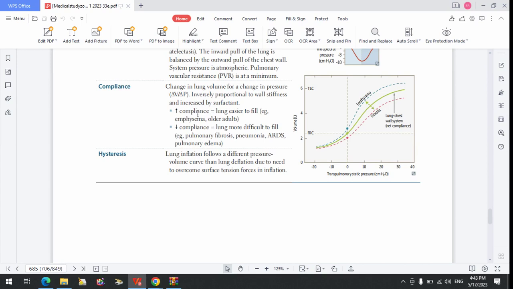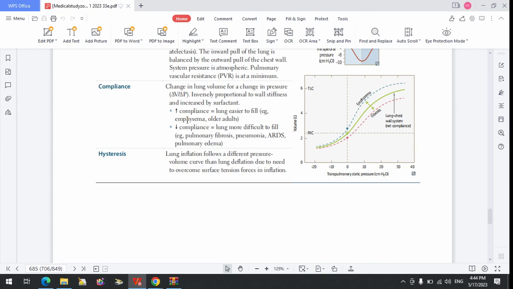So what are the conditions that can increase compliance? That is, what are the conditions where there is no elastic recoil? Someone that has emphysema has damaged their elastic fibers. That means the lungs cannot come inward, so they can dilate. That's why you have hyperinflation. That is, you have too much gas in the airway. There's air trapping. The alveoli can distend to accommodate a lot of air.